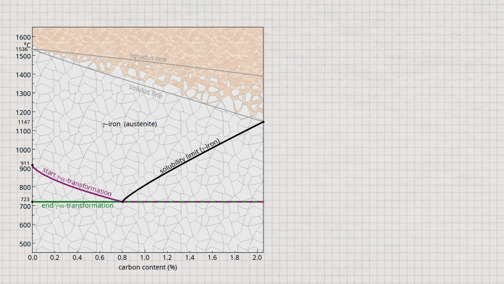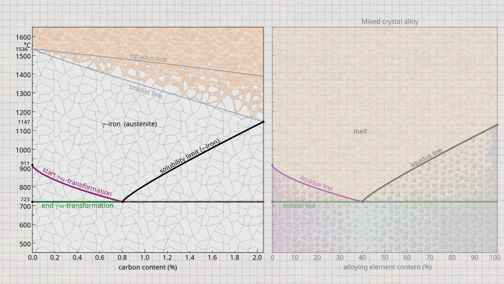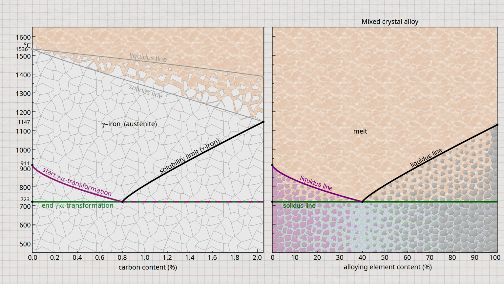The lower part of the phase diagram shows the typical lines of a mixed crystal alloy whose components are not soluble in each other in the solid state. And indeed, the carbon is not soluble in the alpha iron. Only in the gamma phase is there complete solubility.